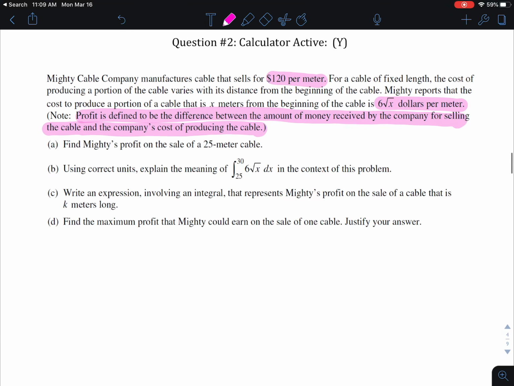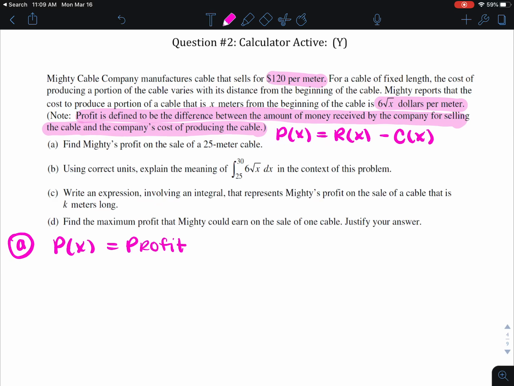So I like to start with the idea that profit equals revenue minus cost. And since this is not labeled in this problem, it's important that you label it. So for part A, the first thing I'm going to do is say, okay, profit is my P of X. And these are let statements. I think you do this in geometry. I'm going to say let P of X equal profit, R of X equal revenue, and C of X equal cost.